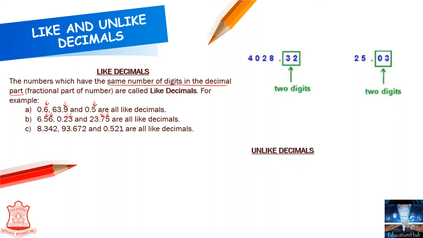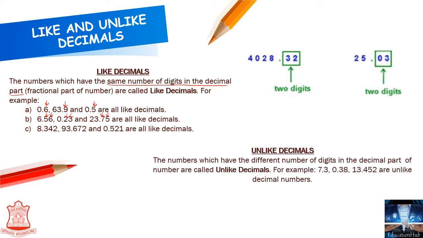Let's see what are unlike decimals. The numbers which have different numbers of digits in the decimal part are called unlike decimals. That means each will be different. For example, 7.3 here there is 1, 0.38 here there are 2, 13.452 here there are 3 places after the decimal. That means when the number of digits after the decimal are unlike, then these are unlike decimals.